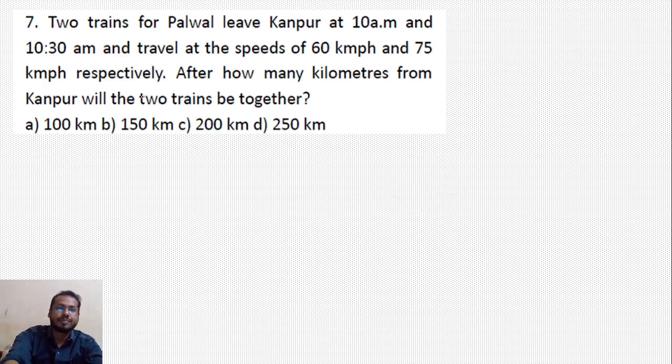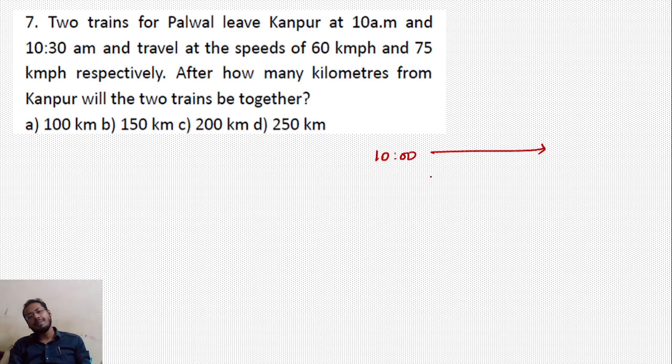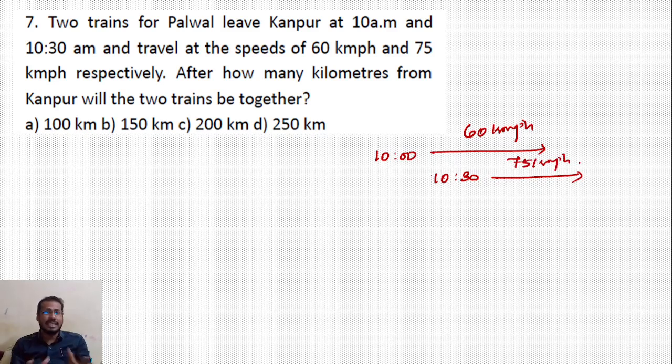Next question. Two trains leave Kanpur at 10 a.m. and 10:30 a.m. Look at this. One starts from 10 a.m. Another one starts from 10:30 a.m. One speed is 60 kilometer per hour, the other train speed is 75 kilometer per hour. Exactly, this is not a train's problem, this is a time, speed and distance problem. Anyway, now we know everything, right? So just do it. And after how many kilometers from Kanpur will the two trains be together?